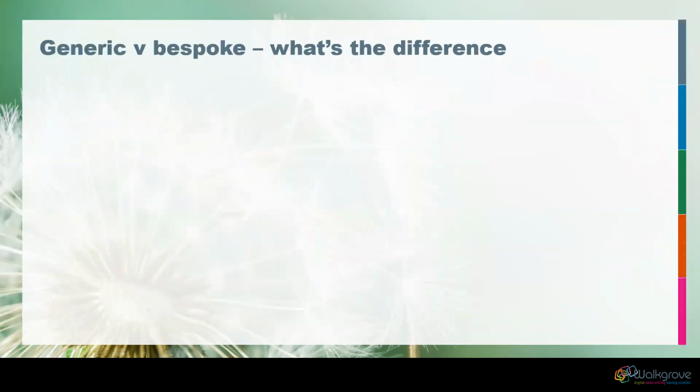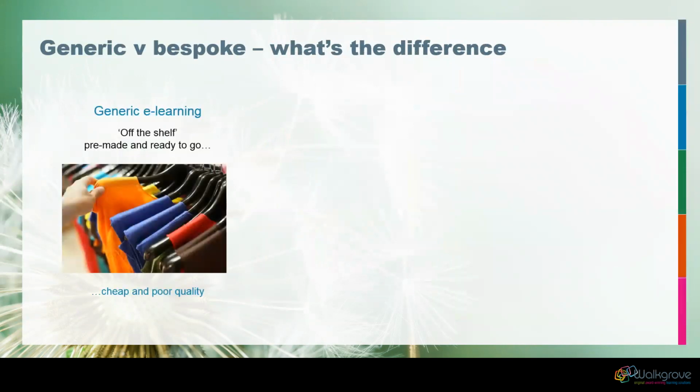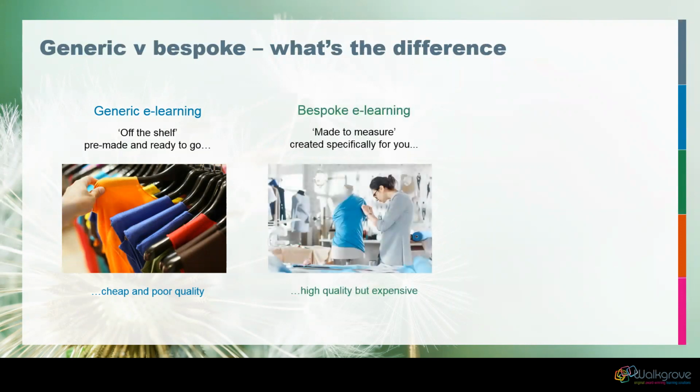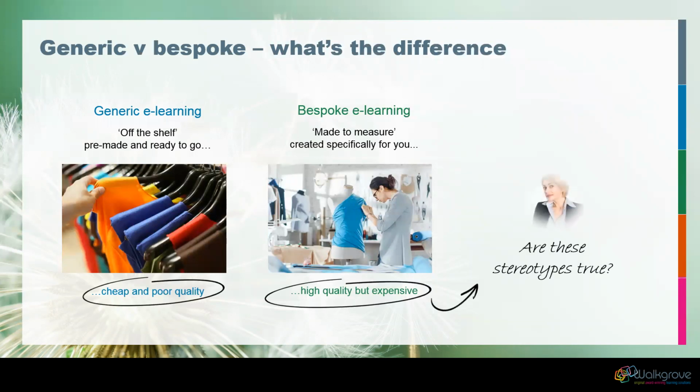So what's the difference between generic and bespoke e-learning? What you might think is that generic e-learning, off the shelf, it's pre-made and ready to go. That means it's cheap and poor quality. Whereas bespoke e-learning, because it's made to measure and it's designed specifically for you, is likely to be high quality but expensive. But are these stereotypes true?